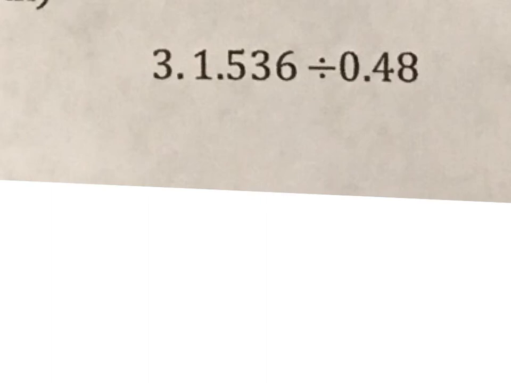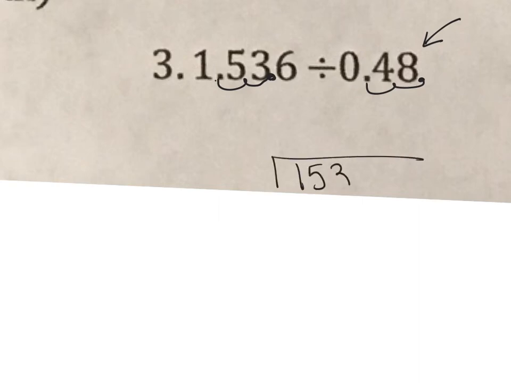Okay, last problem is number 3. This one had a big number, but we can do it. So the first thing we have to do, once again, look at this divisor. How many times would you need to move the decimal? 1, 2. So same thing on this side. 1, 2. You don't need to do it more than is necessary. So this would now be 153.6, and you are dividing that by 48.